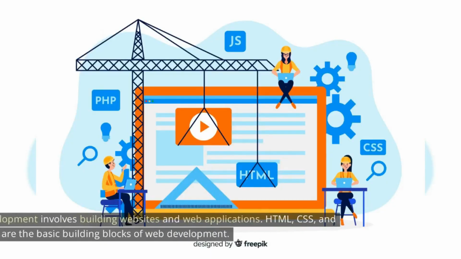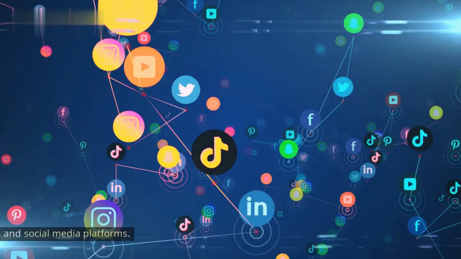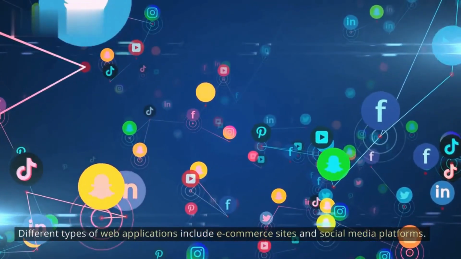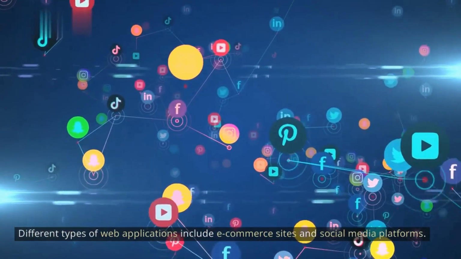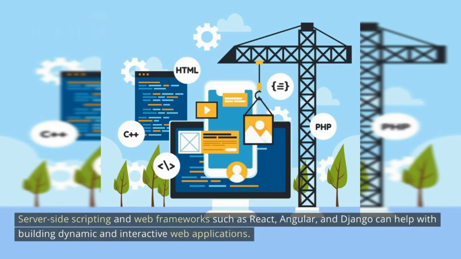Web development involves building websites and web applications. HTML, CSS, and JavaScript are the basic building blocks of web development. Different types of web applications include e-commerce sites and social media platforms. Server-side scripting and web frameworks such as React, Angular, and Django can help with building dynamic and interactive web applications.